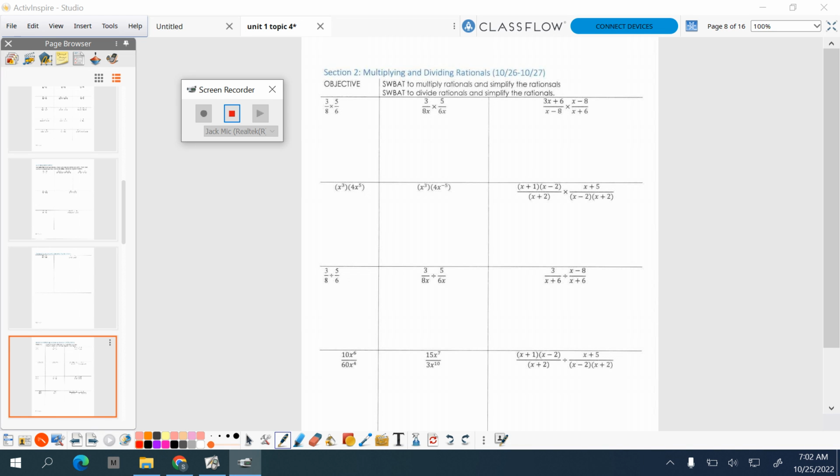All right, guys. We're back at it. We're going to be multiplying and dividing rationals, section 2 and topic 4.